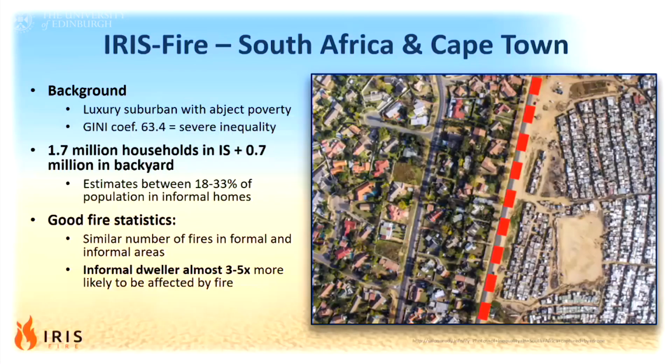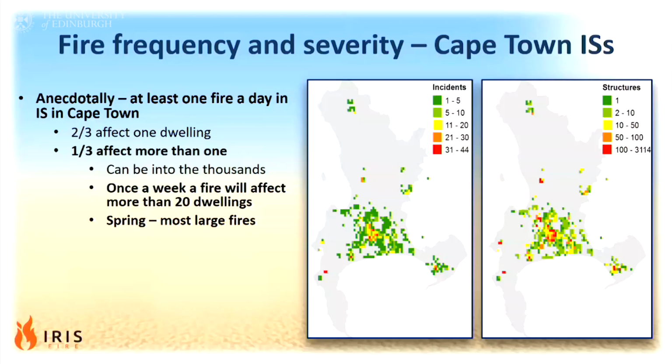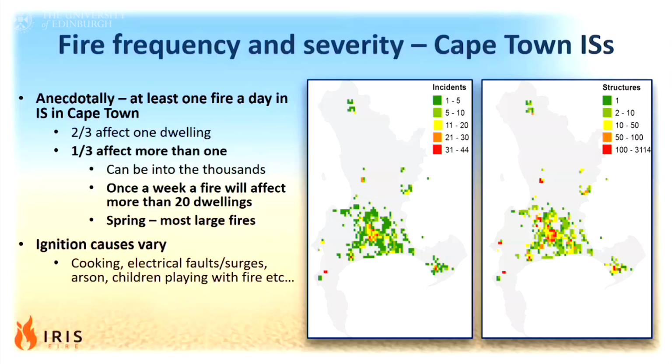But the good thing about Cape Town is that we've got really good fire statistics. We have about the same number of fires in informal settlements as we do in formal areas, which means that an informal dweller is about 3 to 5 times more likely to experience a fire than someone living in more luxury accommodation. We have a good frequency of fire, so anecdotally we have a fire every day in informal settlements in Cape Town. And we have a fire that will affect more than 20 dwellings at least once a week on average. If you imagine a city having a fire that destroys 20 homes every week, that's quite a big problem.